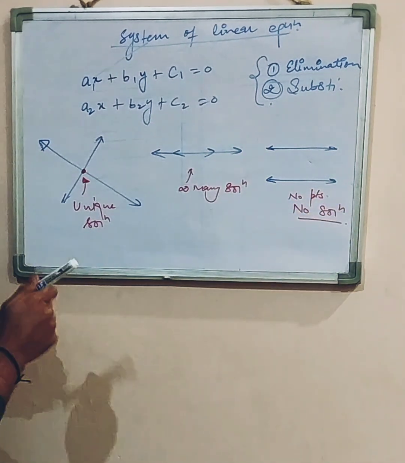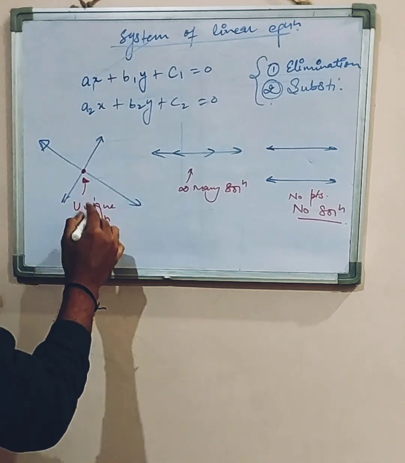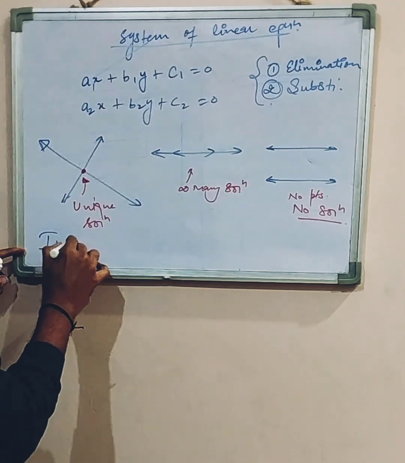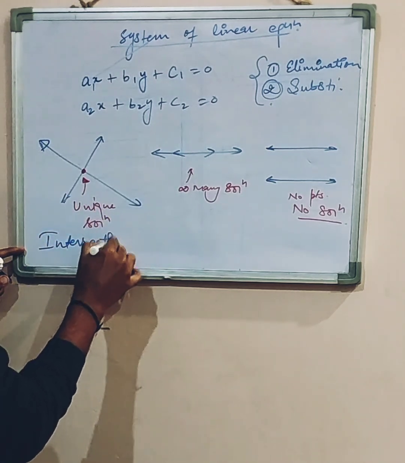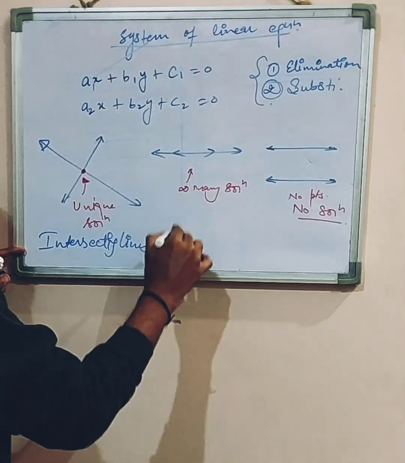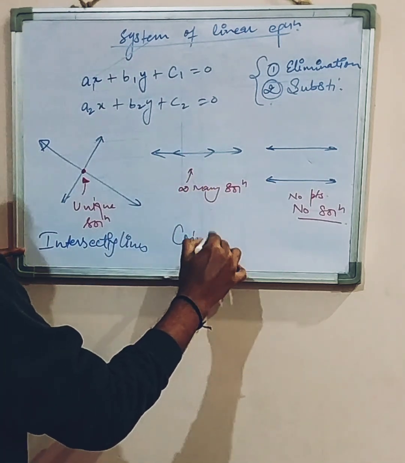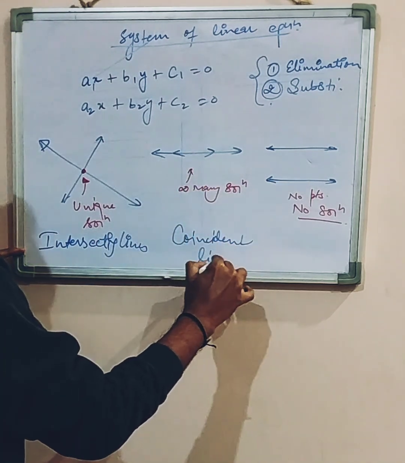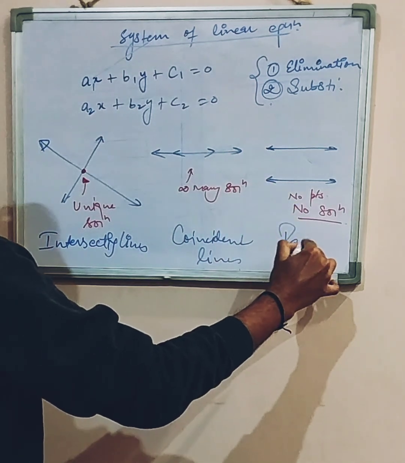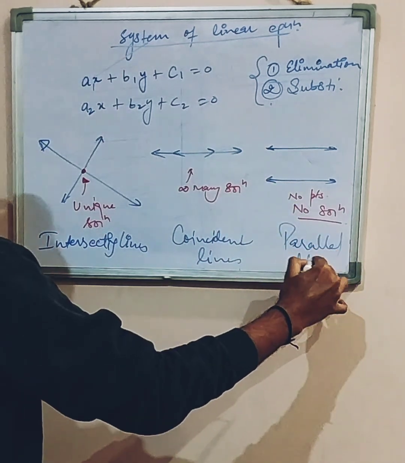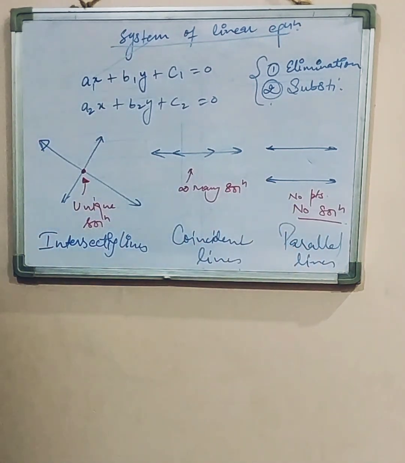So the unique solution is in the case of intersecting lines. Okay, this is in the case of coincident lines. Got it? And this is in the case of parallel lines. I hope this is clear, right?